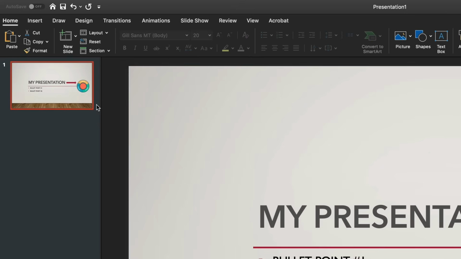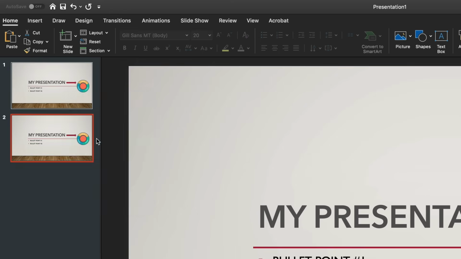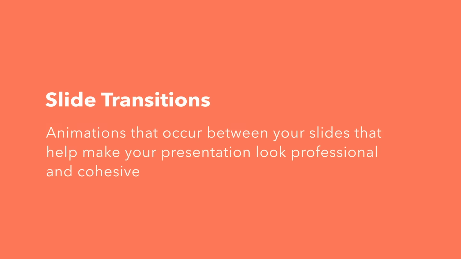You can also duplicate a slide if you plan to use a similar format for multiple slides. In the pane on the left, Control-click or right-click the slide thumbnail that you want to duplicate, and then click Duplicate Slide. As your presentation starts to come together, it's time to think about adding in slide transitions. Slide transitions are animations that occur between your slides that help make your presentation look professional and cohesive.